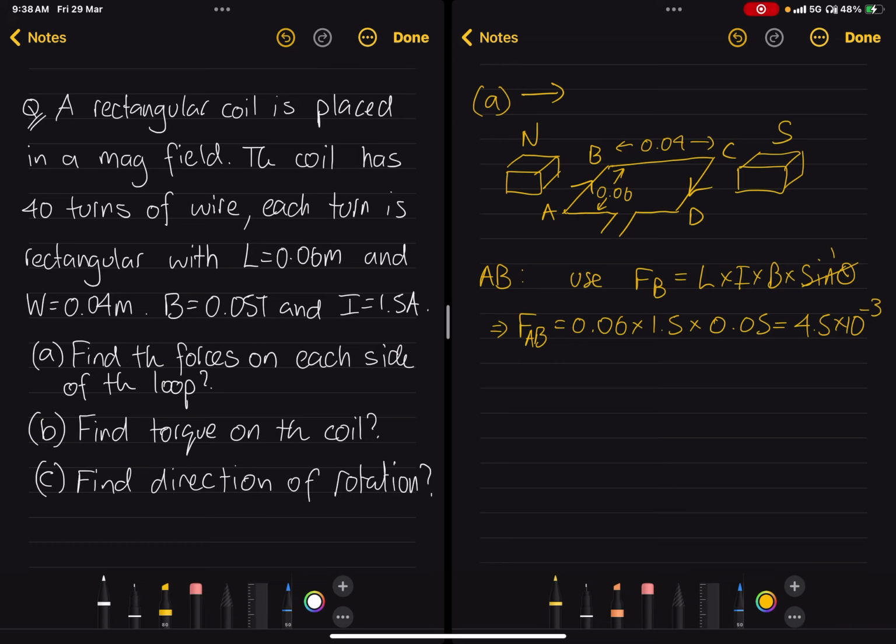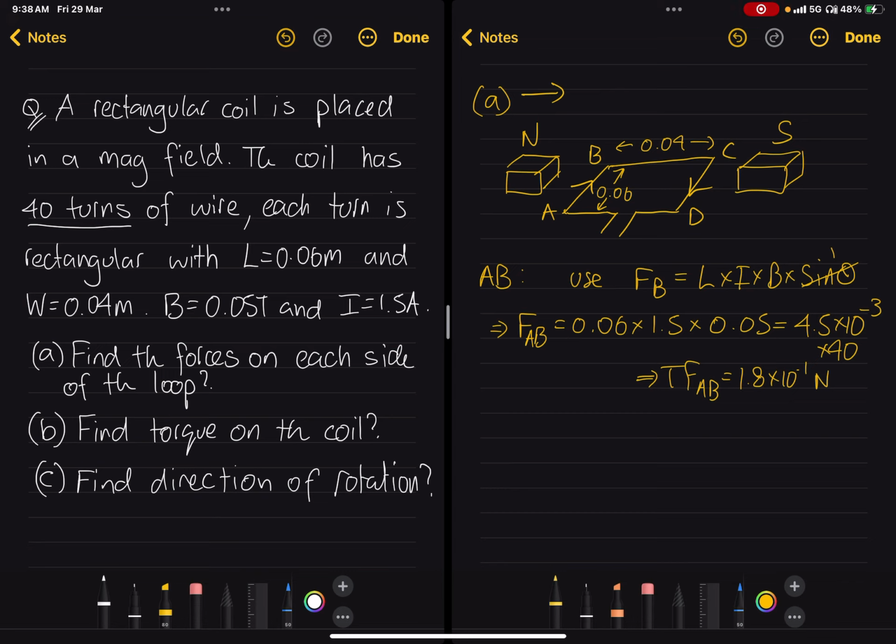This is for one wire. We have to remember the question told us there are 40 turns of wire in this loop. So we have to multiply this by 40, and this gives us a total force on side AB equal to 1.8 times 10 to the minus 1 newtons. So this is our first value.